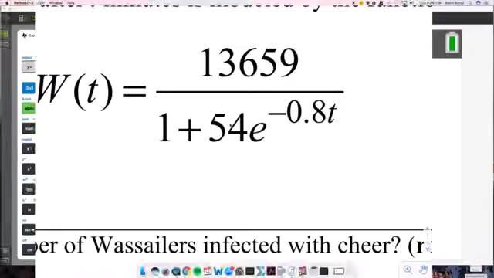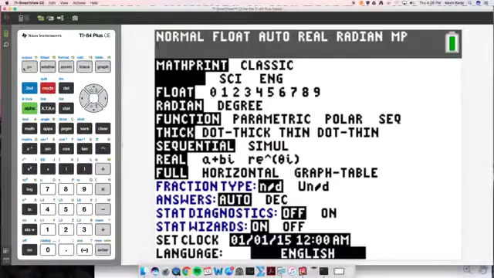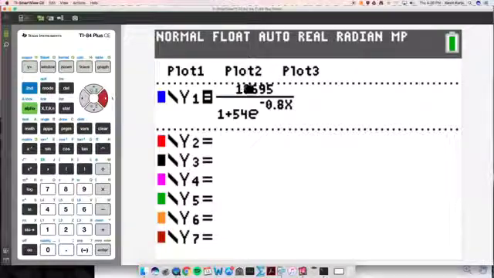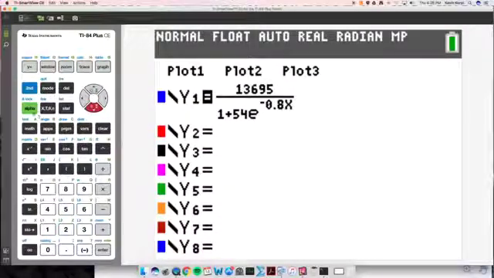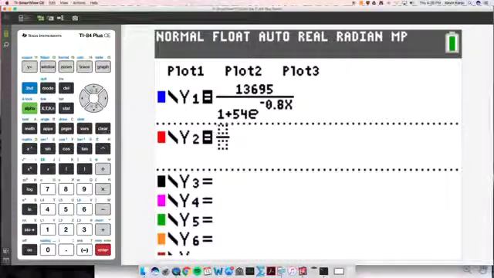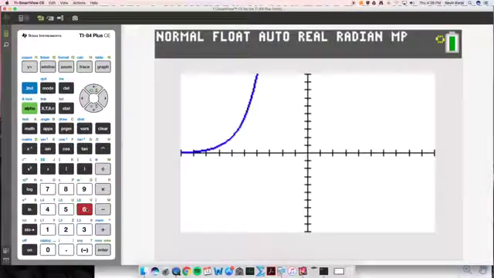So first thing you got to do here is get it into your Y equals correctly. And there it is. Remember to use the horizontal division bar. The way you get that is alpha Y equals, and it's number 1, it's N over D. Okay, so you double check, triple check, make sure you get it in there correctly to get e to the power of its second ln. Now, if you hit zoom 6, you're not going to get a meaningful graph. So remember, what are we measuring?